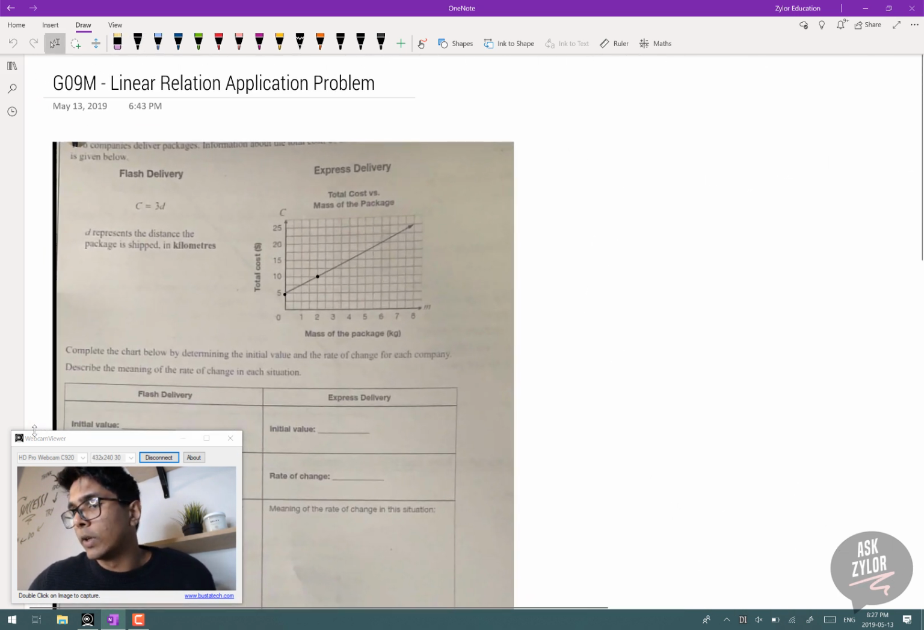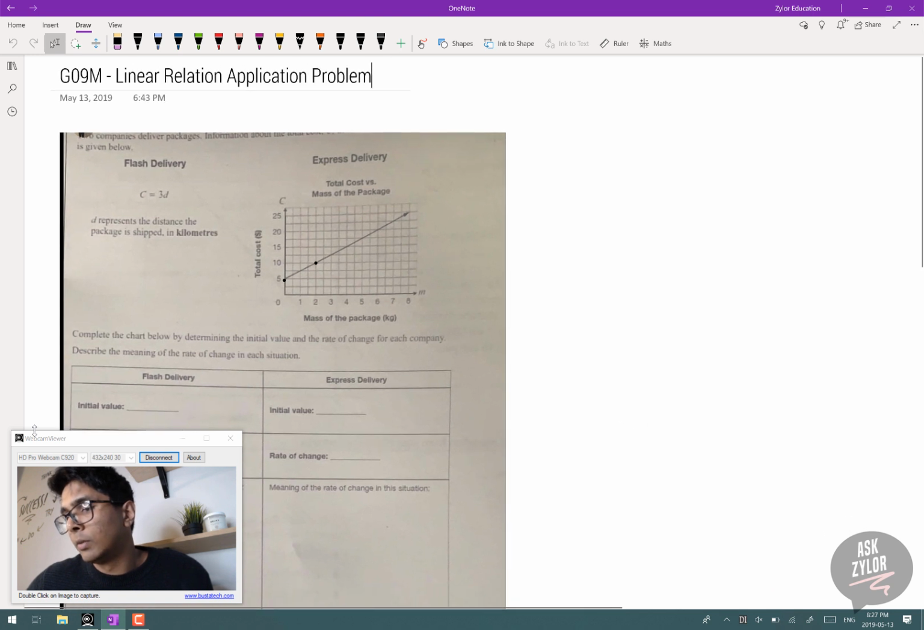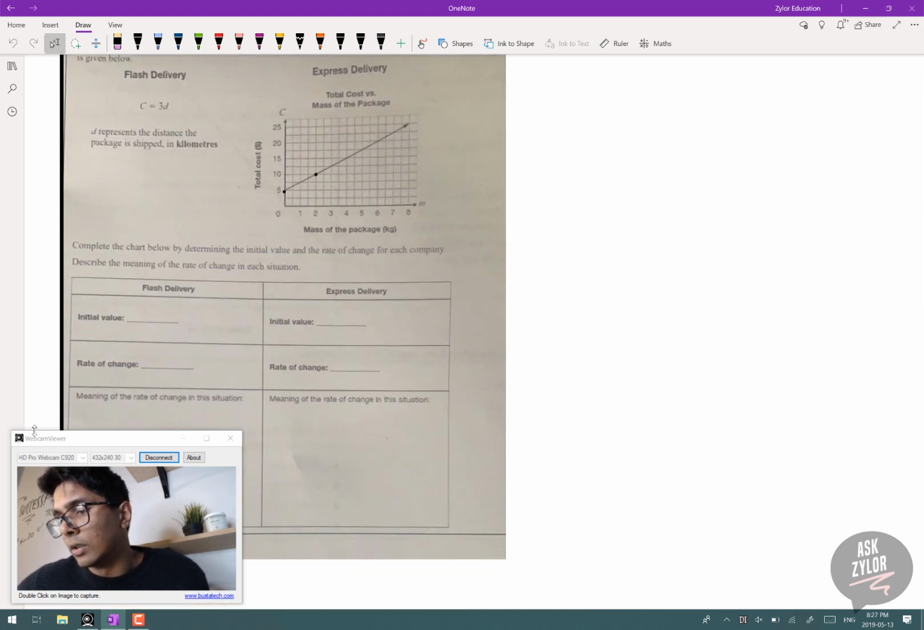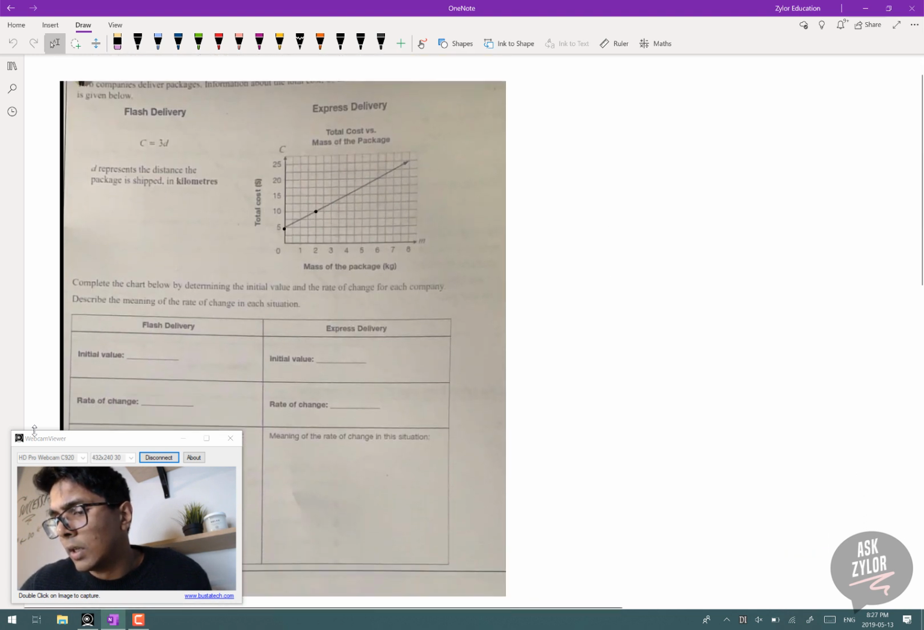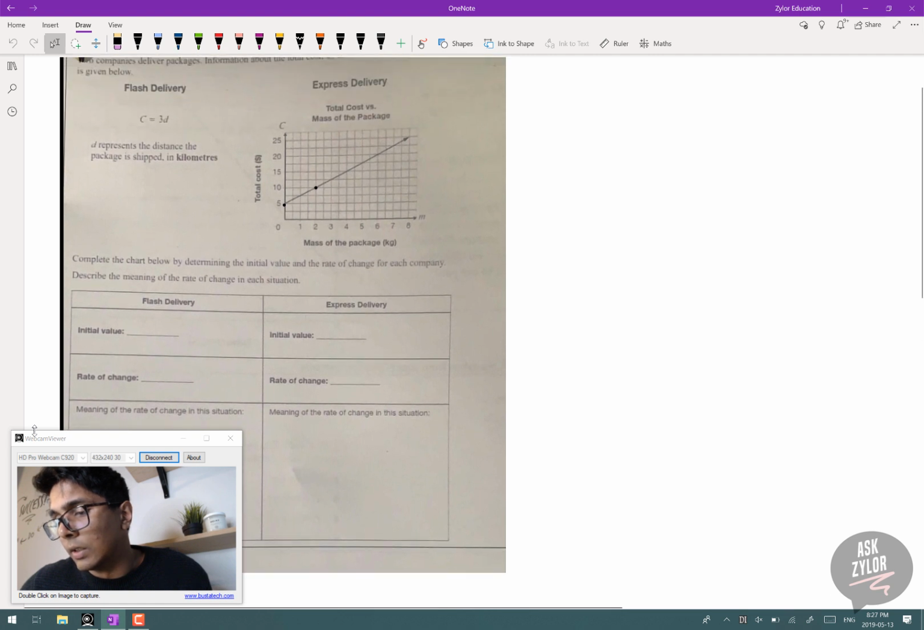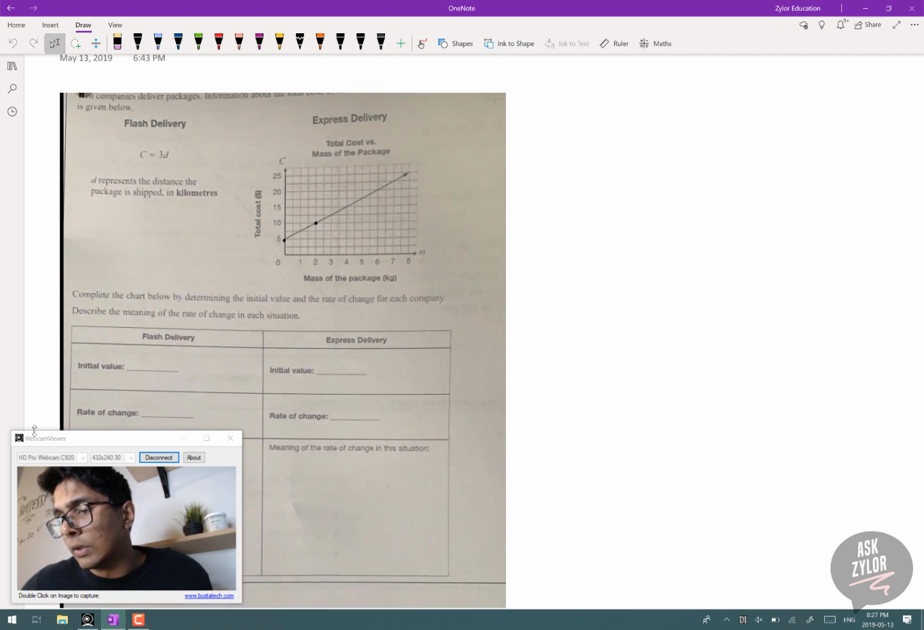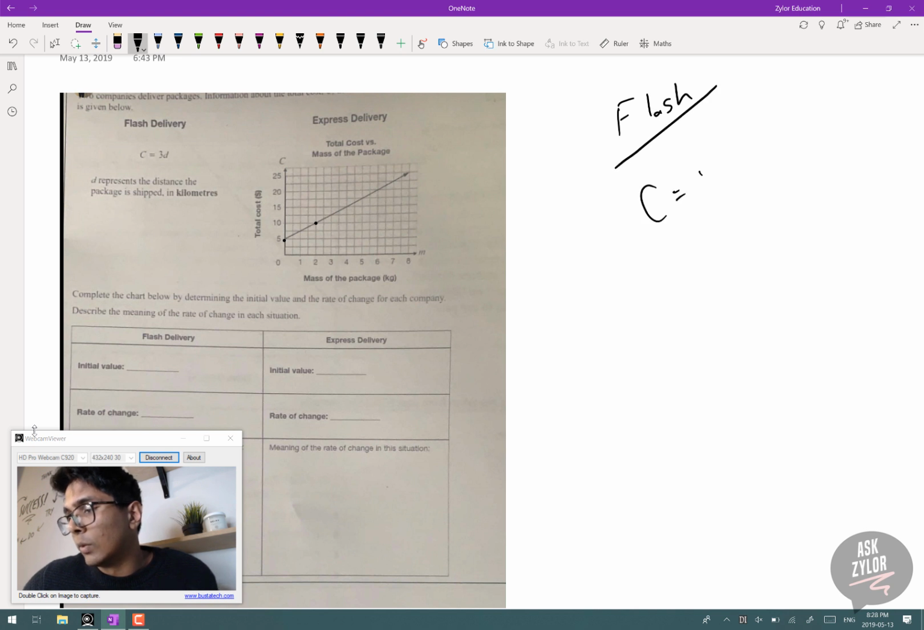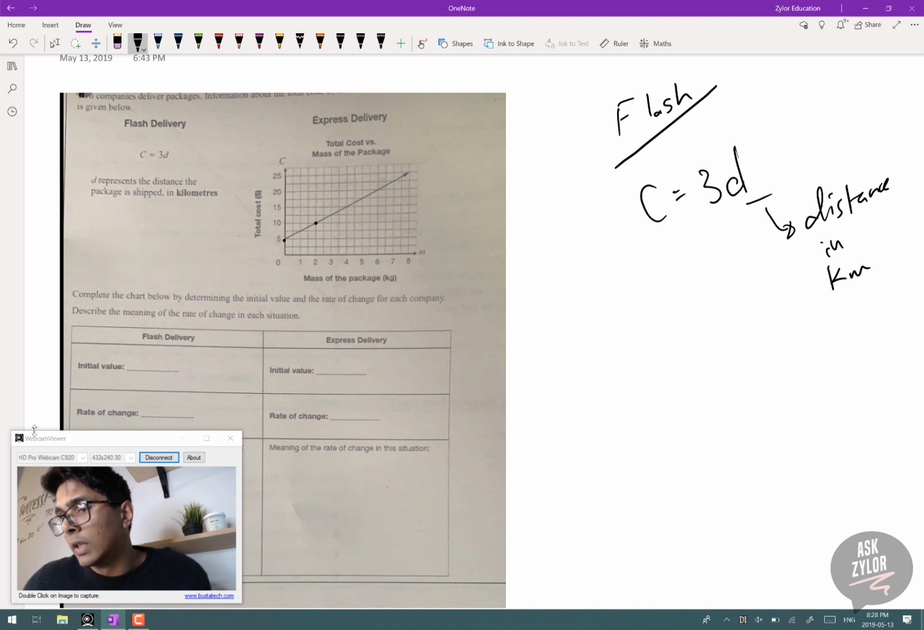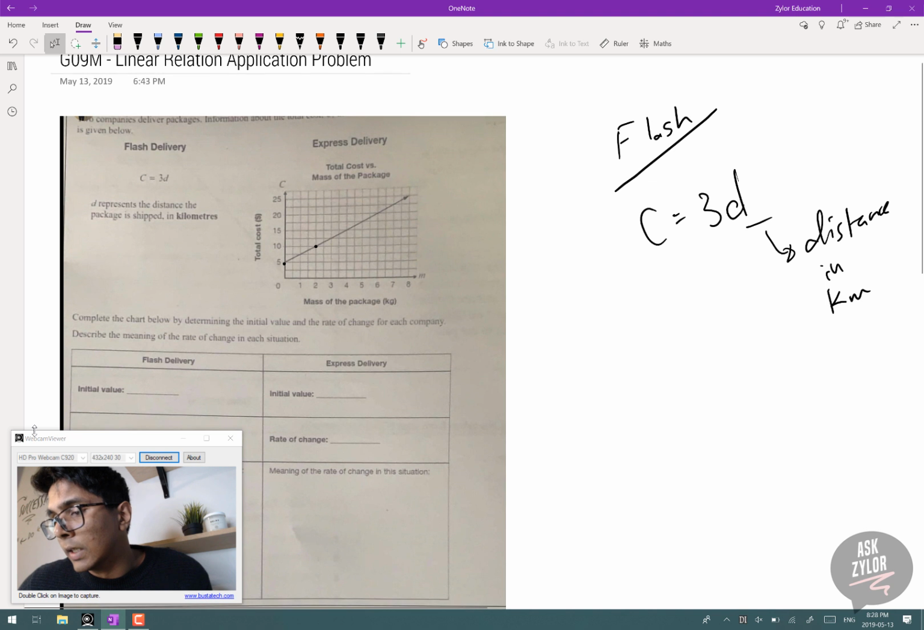This is a grade 9 math question, so it's dealing with linear relation application problems. We're asked to find the initial values of these problems, the rate of change, and the meaning of the rate of change in this situation. We have two situations: one's a flash delivery and one's an express delivery. The flash delivery, let me write this down, is C equals 3D. D represents the distance the package is shipped in kilometers, and C is the total cost.